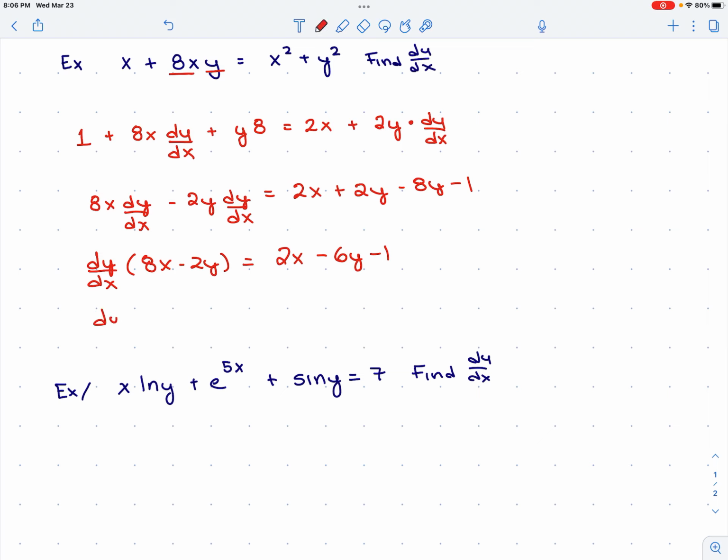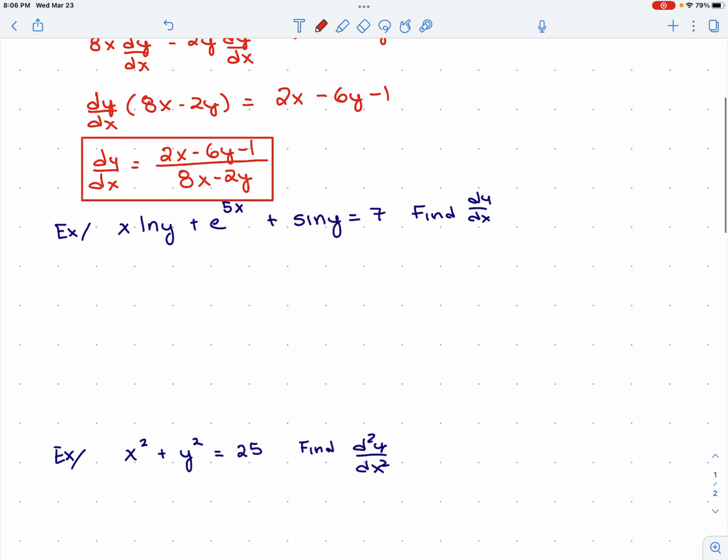And then I have dy/dx equals 2x minus 6y minus 1 over 8x minus 2y. Okay, and that's my answer. And this can't be simplified because I can't factor a 2 out of everything because of that minus 1 there.